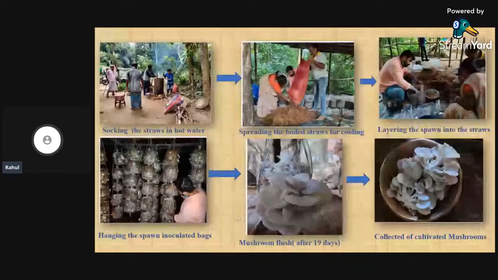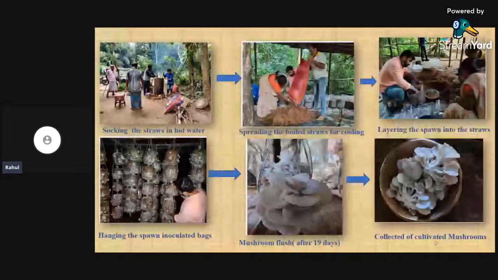In the first picture we show the soaking of the straws in hot water, then spreading the boiled straw for cooling, layering the spawn into the straws, then hanging the spawn inoculated bags with the help of plastic thread. Then we see that after 19 days we get the mushroom flushes, and we collect the cultivated mushrooms.